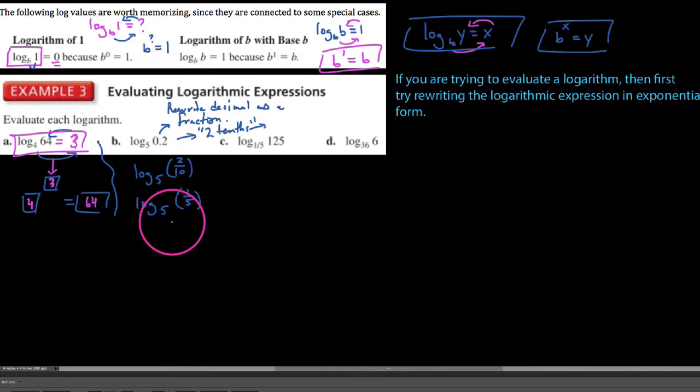So when we look at this expression here, this is going to be a little easier to deal with, because what we're trying to find out is, what could I take 5 to the power of to get 1 over 5?